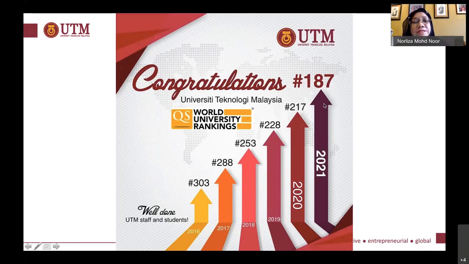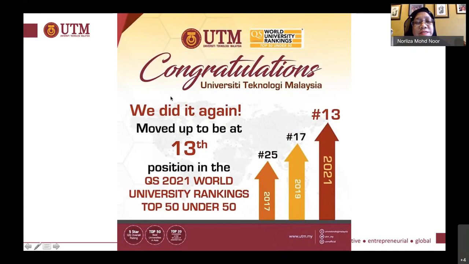For universities under 50, meaning young universities under 50 years of age, we are also climbing up from number 25 in 2017 to number 21 in 2021. I am located in the Razak Faculty of Technology and Informatics, which is in the UTM Kuala Lumpur campus. We have two campuses. The main campus is in Johor Bahru, which is a stone's throw from Singapore, and the second campus is in Kuala Lumpur, in the heart of Malaysia.